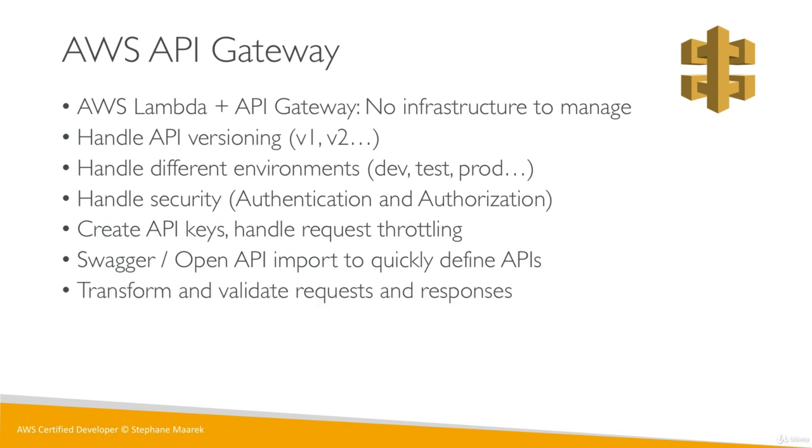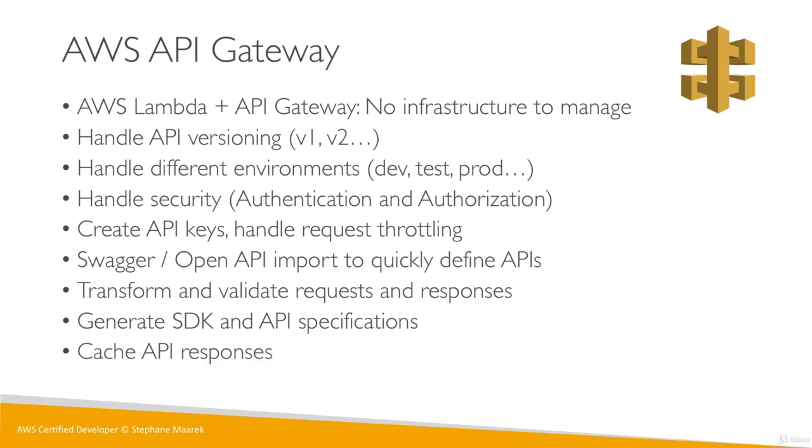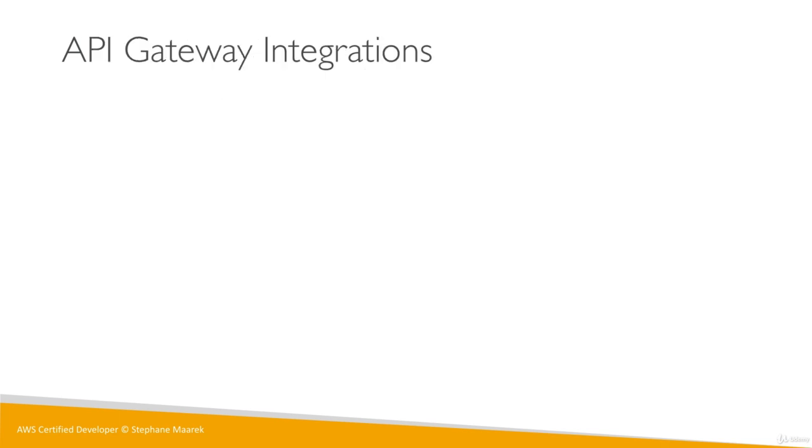API Gateway can also help us transform and validate requests and responses, and as I said, generates SDK and API specification. Finally, it also has an embedded caching layer you can implement, so you can cache your API responses and limit the load that happens on your Lambda function.